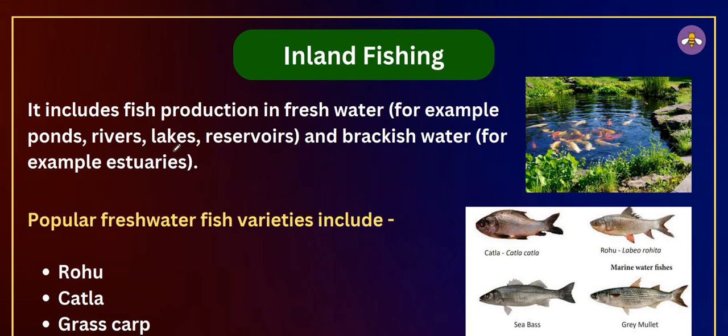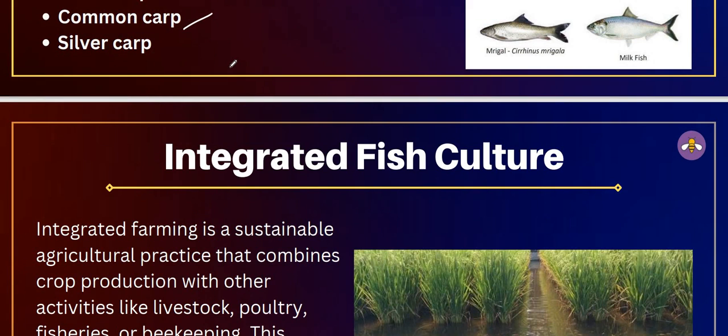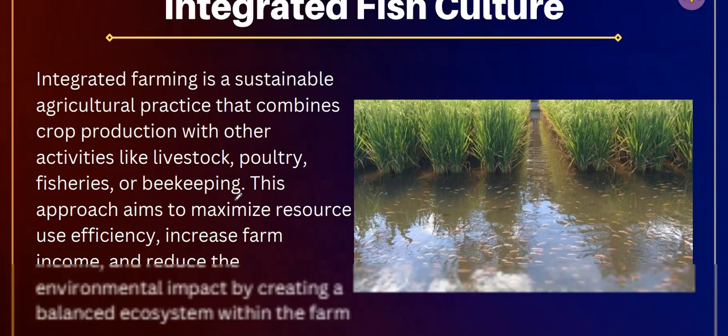Inland fishes include fish production in ponds, lakes, rivers, reservoirs, and brackish water, for example estuaries. You know now what estuaries are? The branching of a river. Popular freshwater fish varieties include rohu, katla, grass carp, common carp, silver carp.